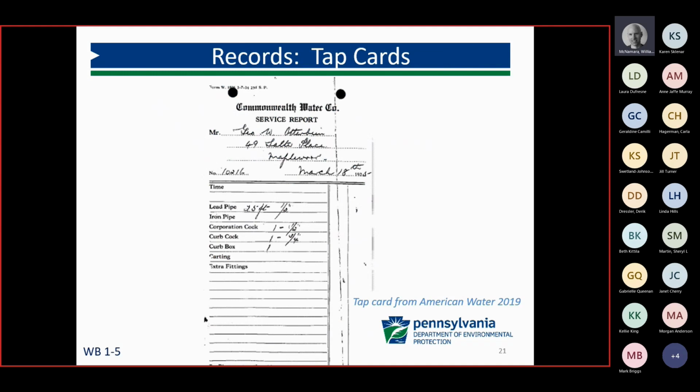The likelihood of water systems having tap cards that look this great from 1925 is probably unique, but we can see from this tap card that 25 feet of half-inch lead pipe was installed. It also indicates the address it was installed and the date, March 18th, 1925. So if a water system digitized their records early on, or they were able to keep really good records and have this information, this is a great place to start.